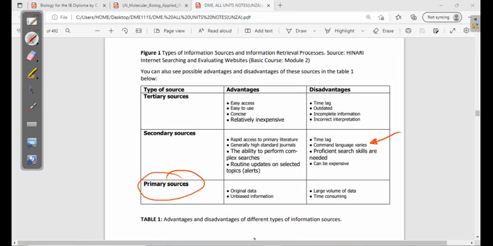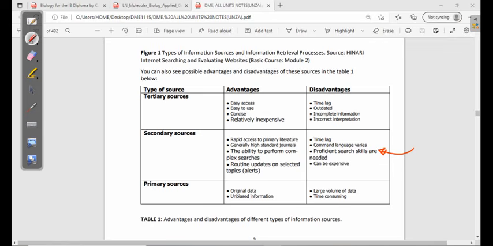Okay, and then also proficient search skills are needed for you to be able to understand what you are really looking for. You need to have a very big skill, because when someone was evaluating the primary source of information, the way they presented their information might need someone to be able to interpret so well. Otherwise, when you don't interpret well the information which is there, it might be very difficult for a person who is doing research to get the information which is needed.